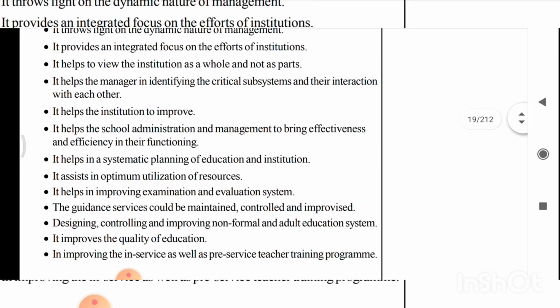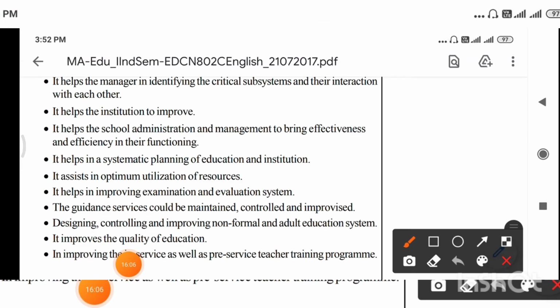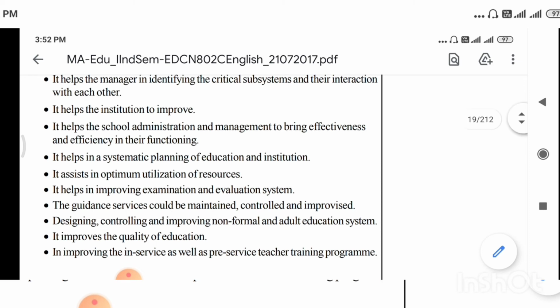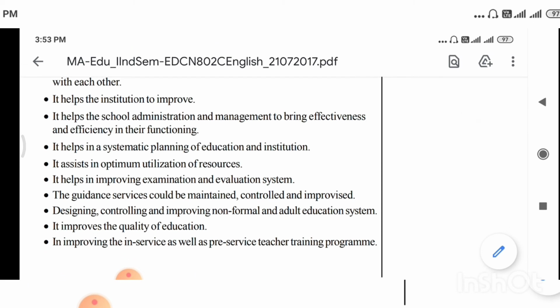The next is it helps the institution to improve. If a system is there, automatically the organization improves and grows. It helps the school administration and management to bring effectiveness and efficiency in their functioning. Once the system is good, automatically good people like to connect with that organization. Like today, if there are big names, Flipkart, Amazon, whatever it is, who doesn't want to work with them? Definitely. Why? When they see the system.